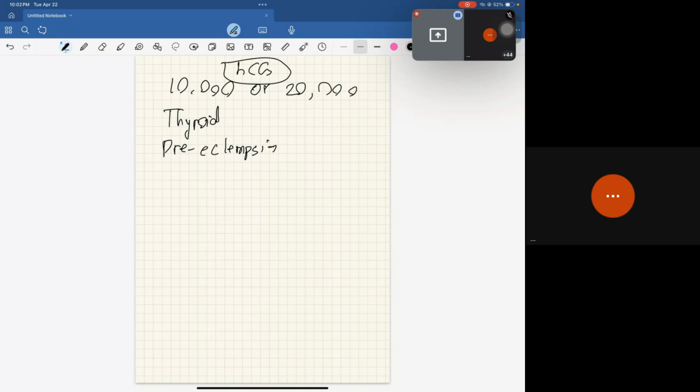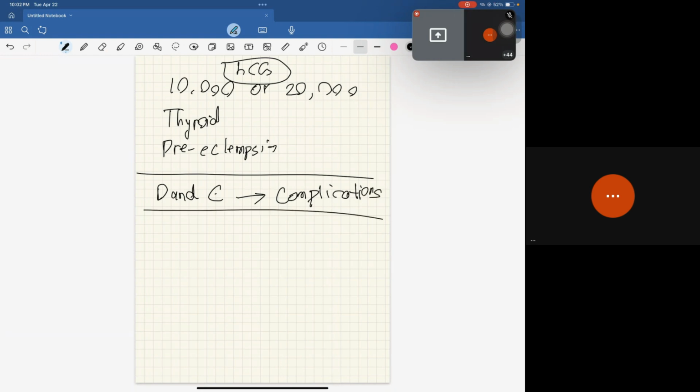They can ask you about the treatment. The treatment is very simple. First of all, you have to give dilatation and curettage, D&C. And then they can ask you what are the complications of this dilatation and curettage. The complications are very simple. It can lead to Asherman syndrome. Okay. And then we have to give methotrexate.